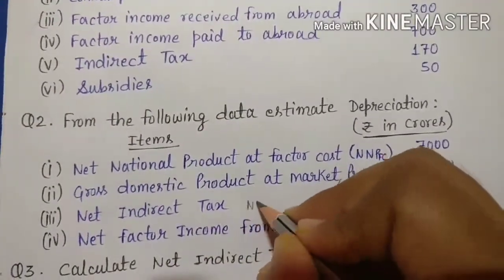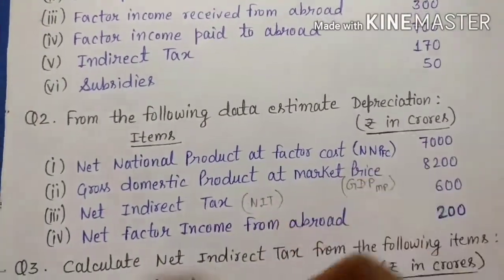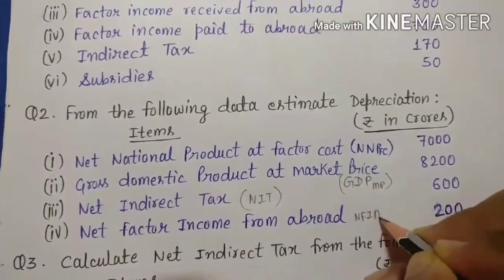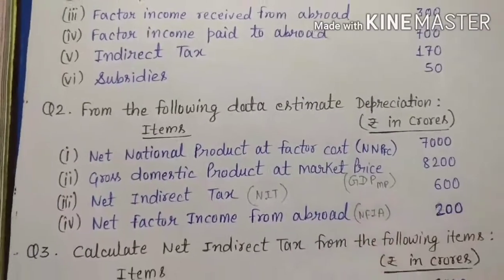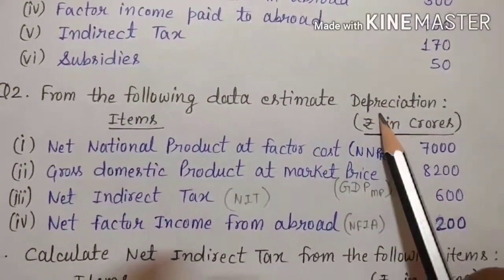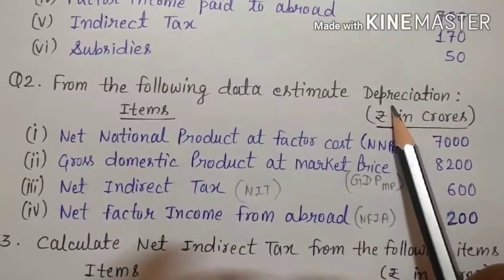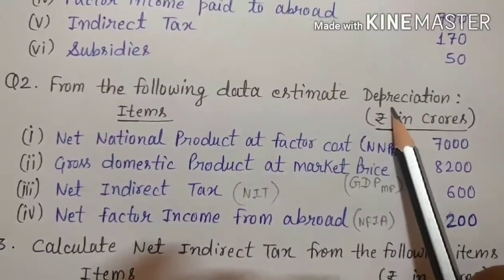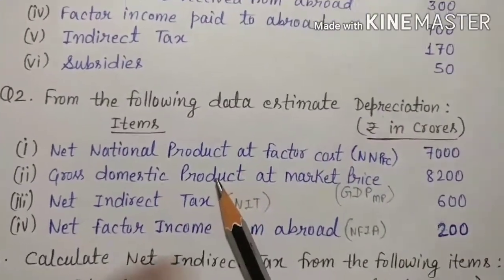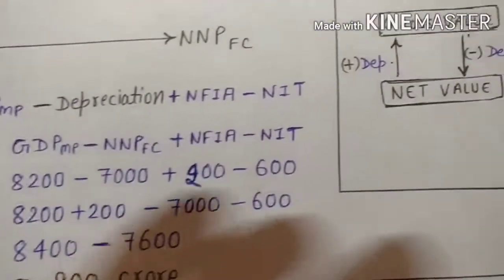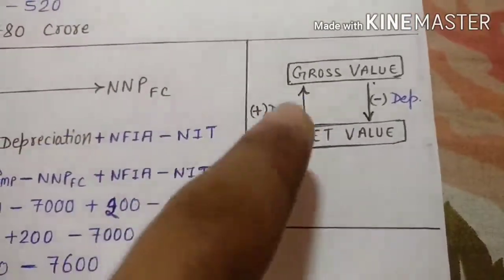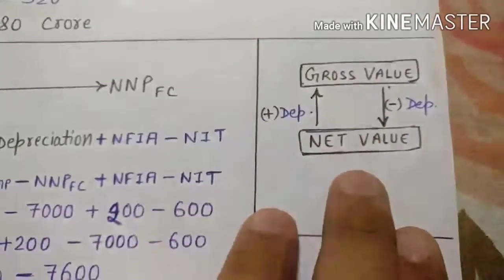Net indirect tax, short form NIT, and net factor income from abroad, NFIA, are given. So most of the things are already given. Now we have to find depreciation. Where have we learned depreciation? We have learned the formula that if we are converting gross into net, or net to gross, then we use depreciation.